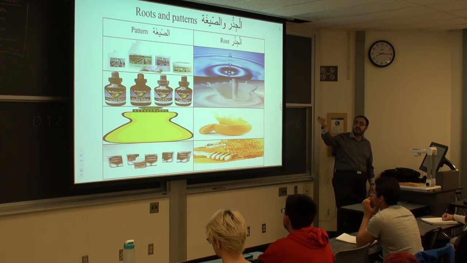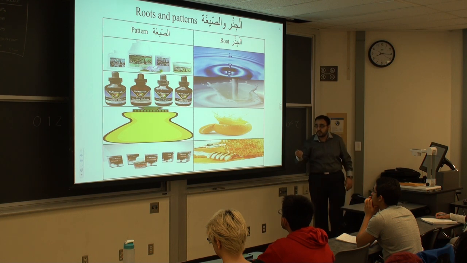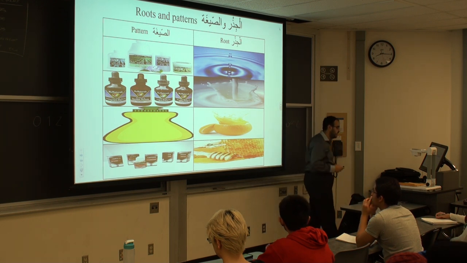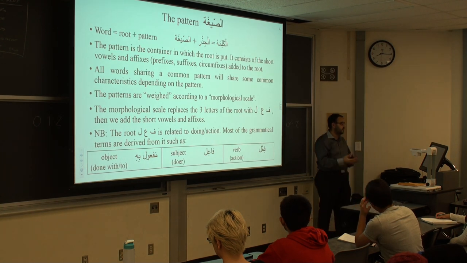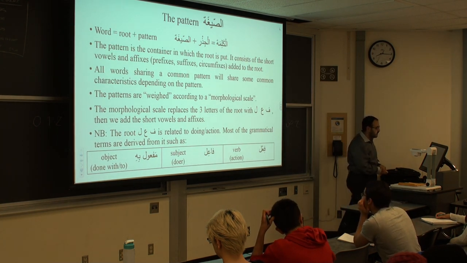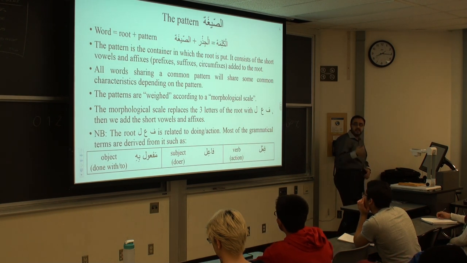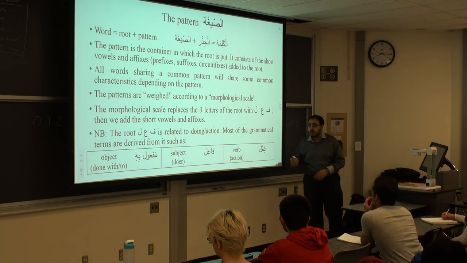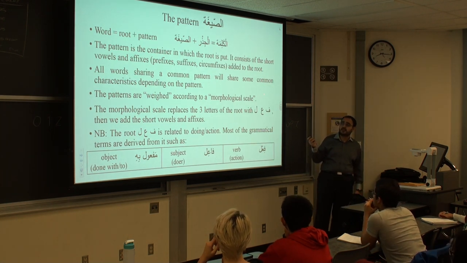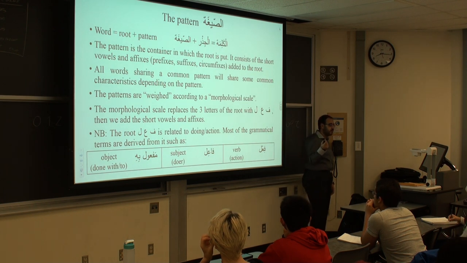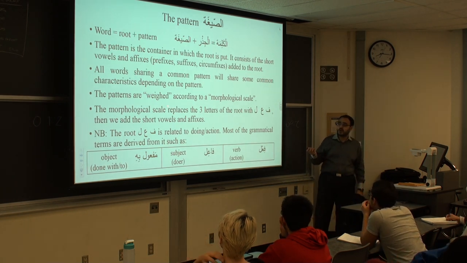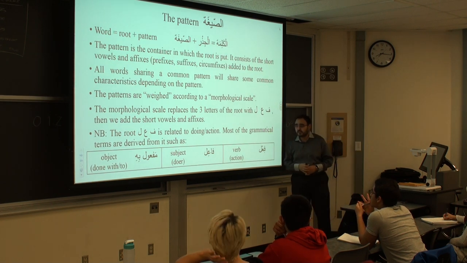Any water will remain water essentially regardless of the container. The container is like the pattern. It's what gives the external shape to the liquid. The pattern is like the container in which the root is poured or put. It consists of the short vowels and affixes, i.e. either prefixes before the word, suffixes after the word, or circumfixes either before or after or in the middle, added to the root. All words sharing a common pattern will share some common characteristics. These characteristics will depend on the pattern that is used. The patterns are weighted morphologically according to a morphological scale.